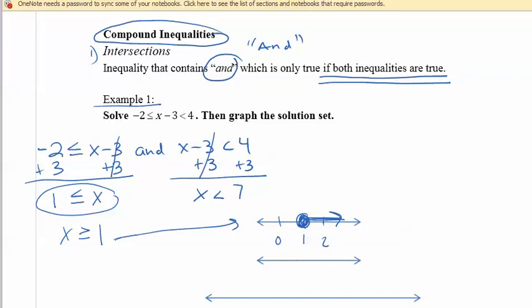Well, let's say that I'm also going to graph the second one. And so this one will be at 7. The next number will be 8, and the number before it would be 6. And so I'm also going to graph this one, and this one I'm going to start at 7, and 7 is not included, and that's going to be open, so this one is going to point to the left.